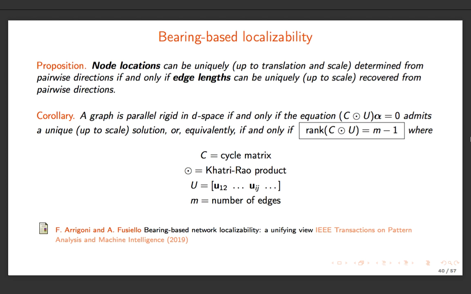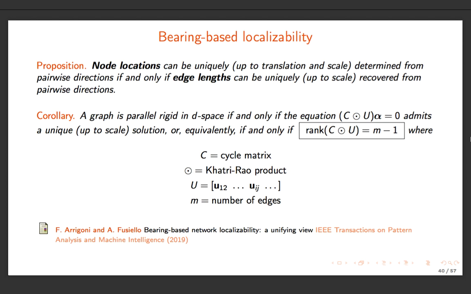It can be shown that node locations can be uniquely determined from pairwise directions if and only if edge lengths can be uniquely recovered from pairwise directions. In other words, checking parallel rigidity is equivalent to checking the rank of the cut-row product between the cycle matrix and the matrix with the directions.